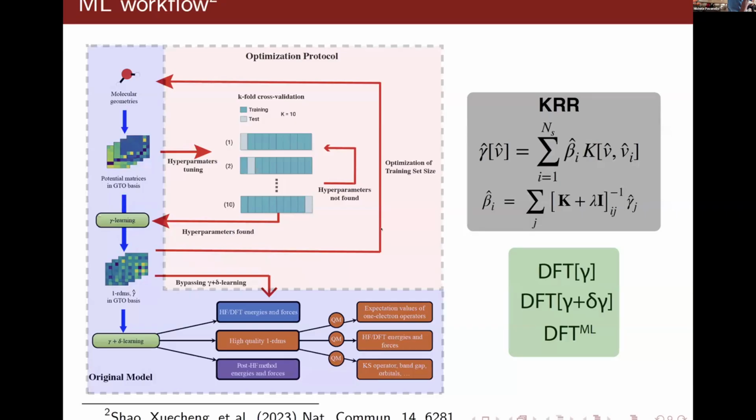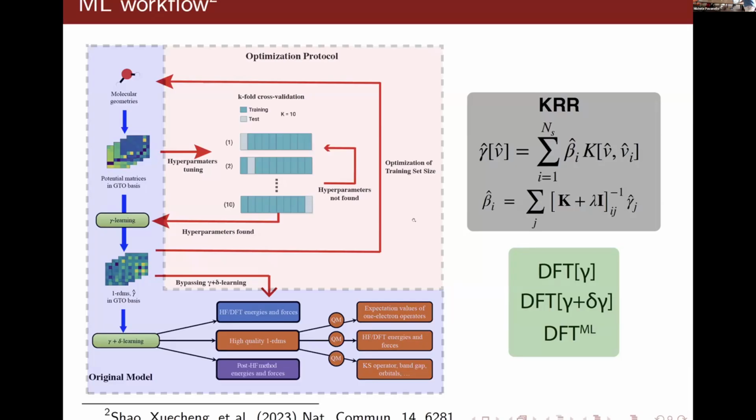So DFT gamma is the ML model where you are using just the gamma learning step, and DFT gamma plus delta gamma is where you are using the gamma plus delta learning step to use this high quality 1RDM to compute the energy and forces. And this DFT ML is where you are actually setting up a different map to learn the energy and forces from the 1RDM.